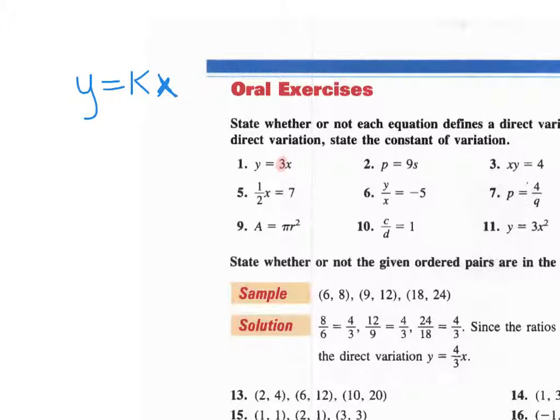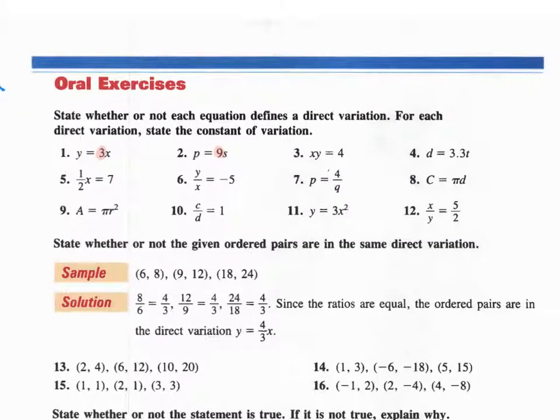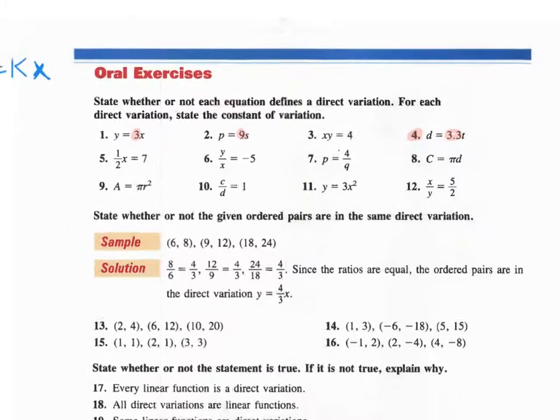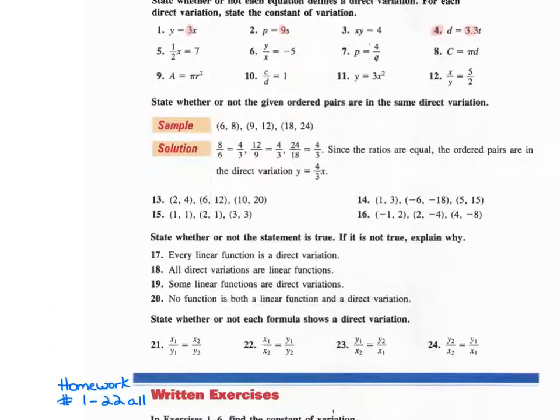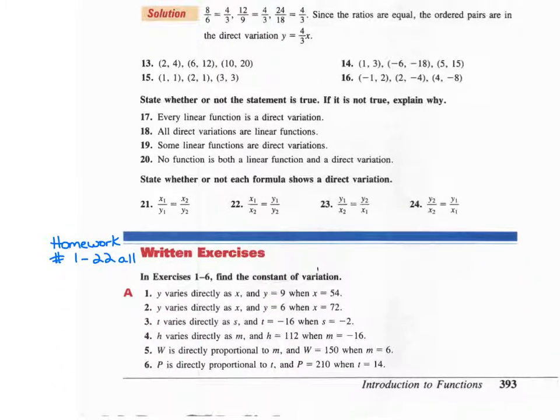In number 2, I know they're not using y and x, but it's in the correct form, and the constant would be 9. Let's see if there's another one. This one over here, number 4, is also a direct variation, and the constant would be 3.3. So let's look for another one that we could do. Let me just go down to the homework.